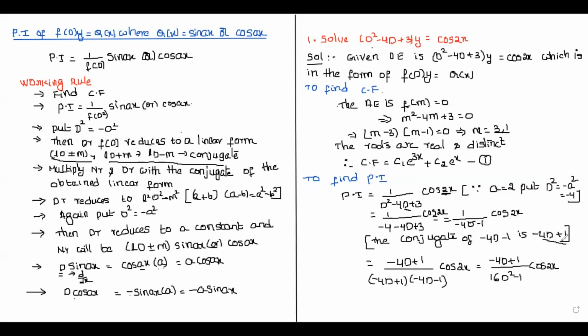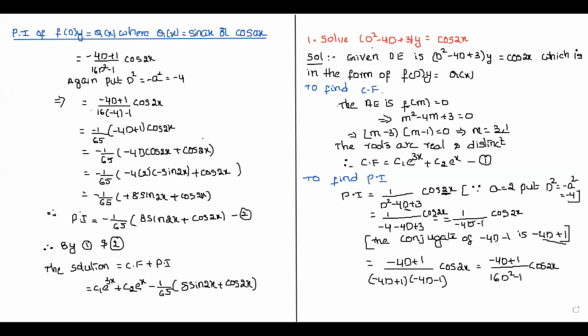Now multiply with the conjugate in the numerator as well as in the denominator. Then it will be minus 4D plus 1 by minus 4D plus 1 into minus 4D minus 1 into cos 2x. The numerator will be minus 4D plus 1 and the denominator will take the form 16D squared minus 1, since it is a plus b into a minus b. Now it is in the form of minus 4D plus 1 by 16D squared minus 1. Again, you have to substitute your D squared by minus a squared, which is equal to minus 4. Then minus 4D plus 1 by 16 into minus 4 minus 1 into cos 2x. Now we can observe that the denominator is converted to a constant, which is nothing but minus 1 by 65 into minus 4D plus 1 into cos 2x.